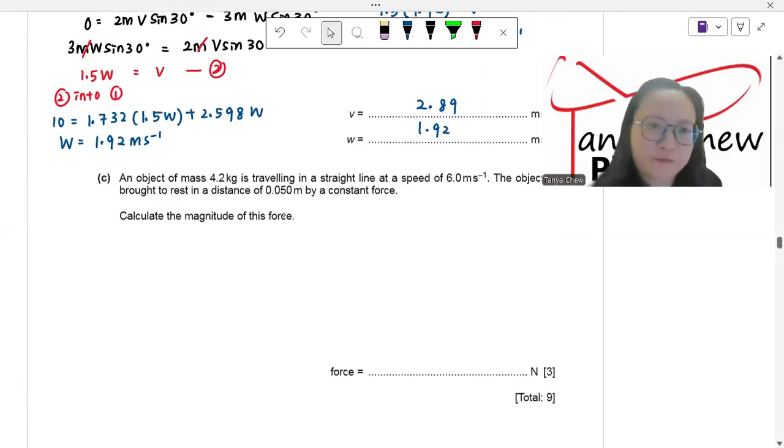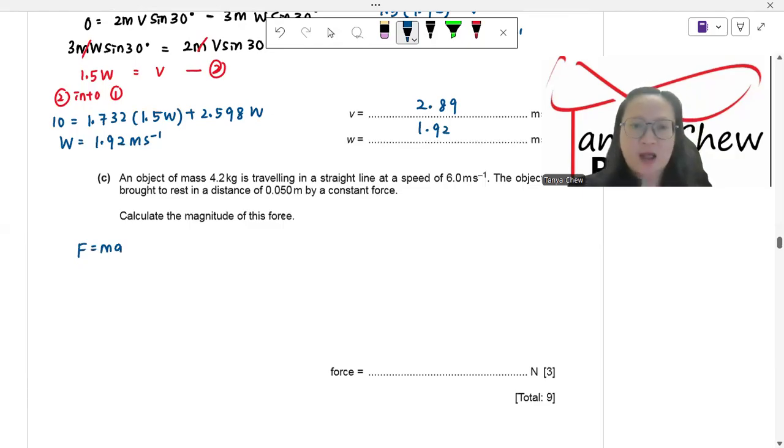Now, I know that force, I have to use F equals ma. I have mass, but I do not have acceleration. And the question did not mention that this object is moving with a constant speed. I cannot, because the speed is not constant, because eventually the object is brought to rest. That means V is equal to 0. So I cannot use speed is equal to distance over time. Now, what shall I do?